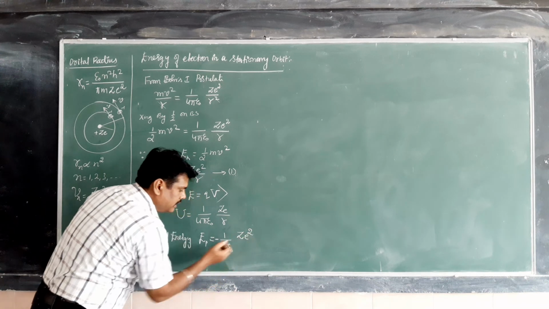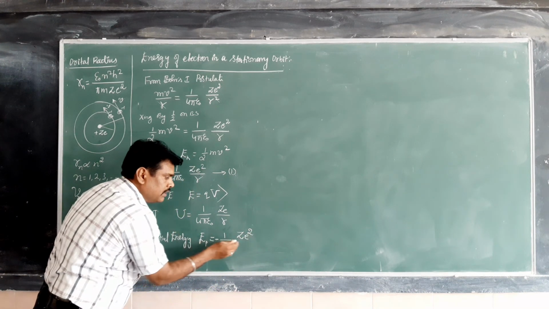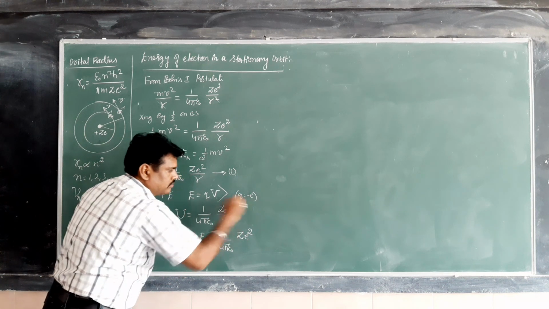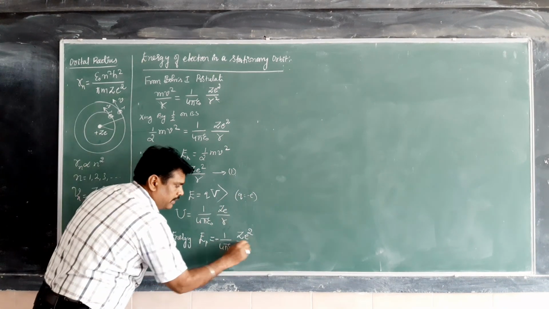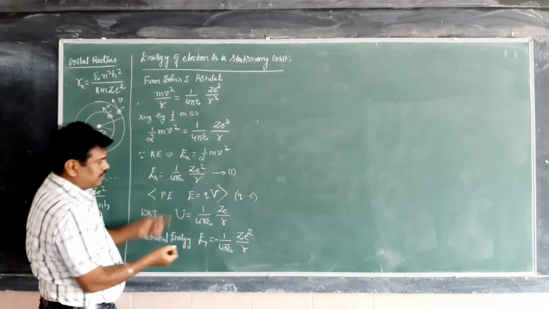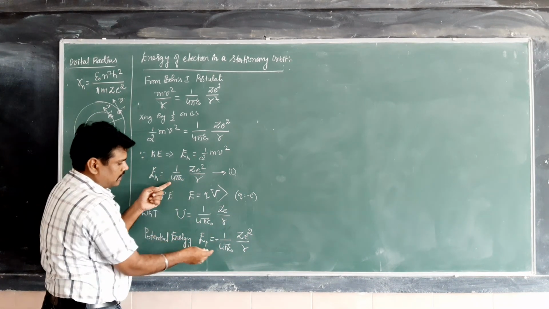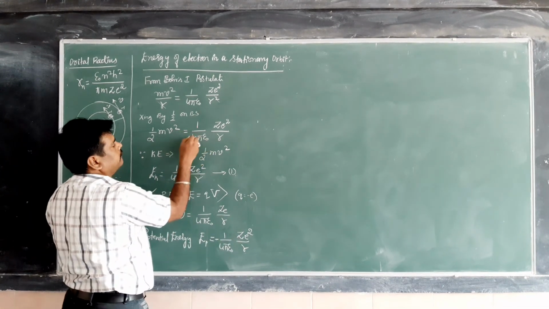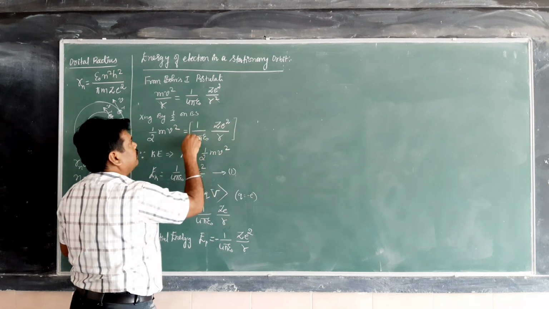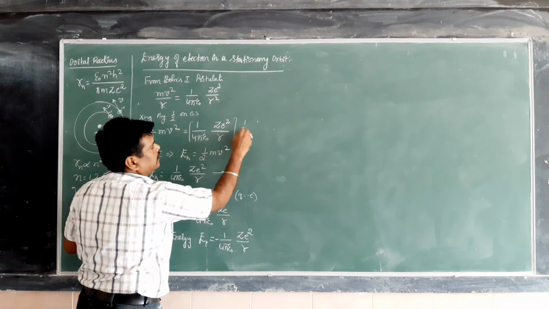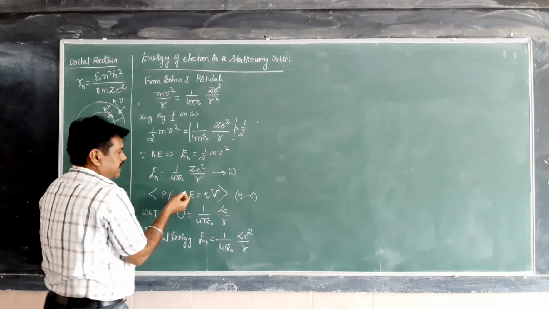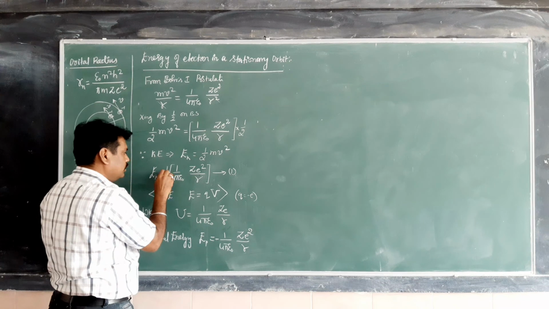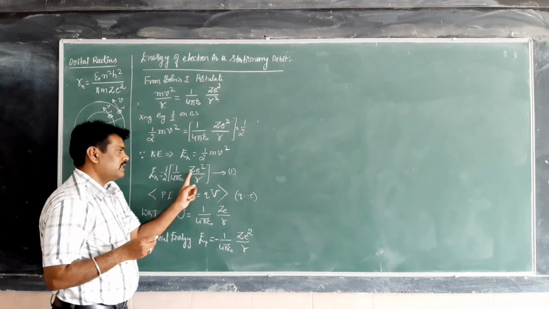Minus e into e is e square, that's why I have taken minus here. Since the charge Q is equal to minus e, that's why I have taken this. So Ze square divided by distance. See the difference between these two. You are getting almost 1 divided by 4 pi epsilon into Ze square by r. Here I forgot to write half. So multiplying both sides by half, the formula becomes Ek is equal to half into 1 by 4 pi epsilon into Ze square by r.